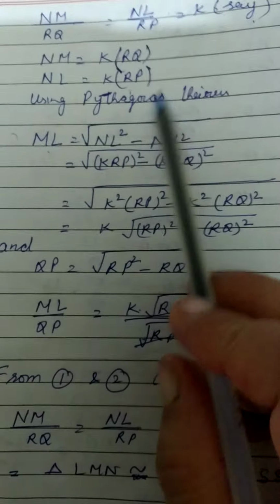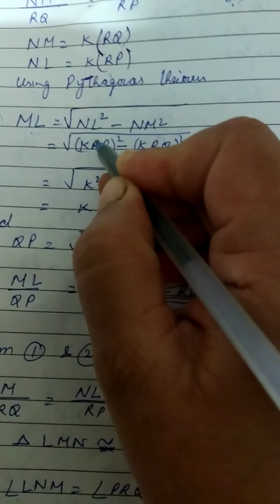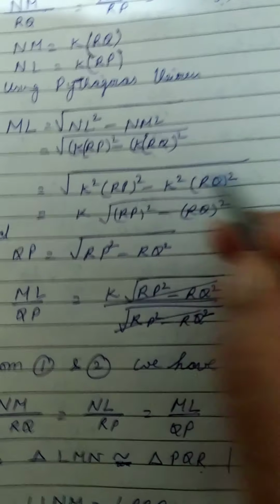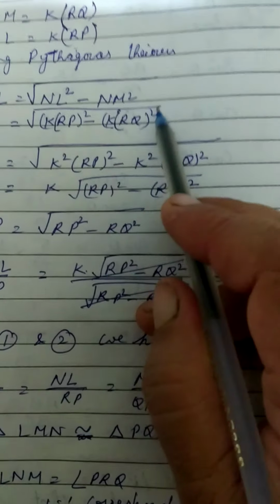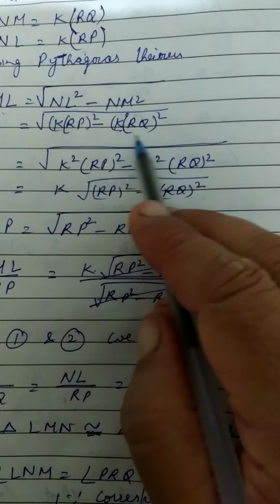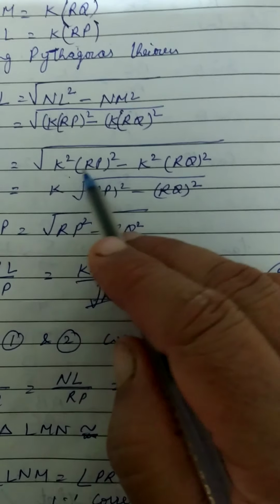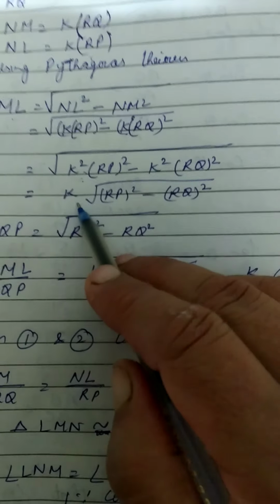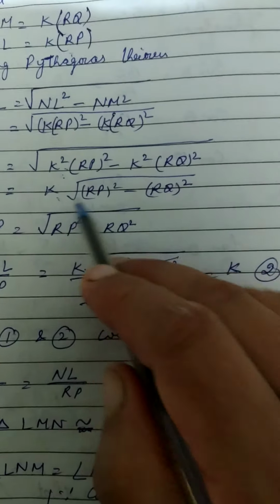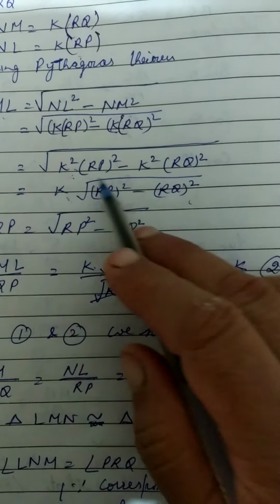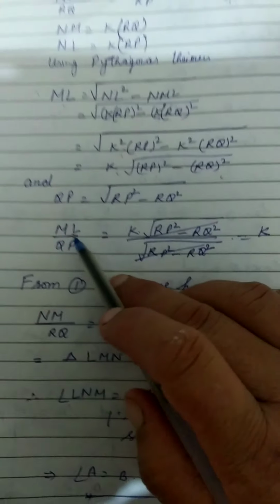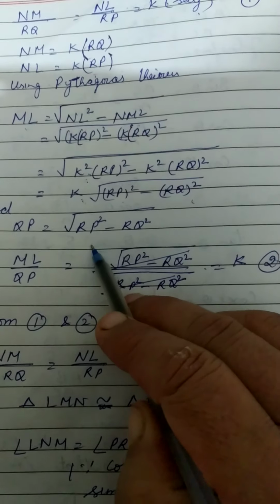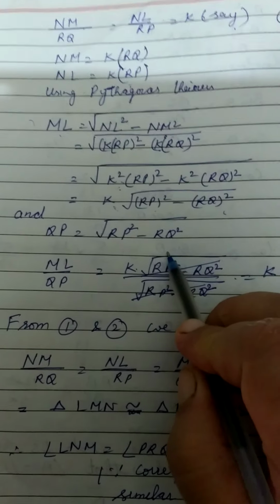Now NL is KRP, so it is KRP whole square, minus KRQ whole square. Now K square is common from both of these, and we get K square, and the square root of K square becomes K. We get K into the square root of RP square minus RQ square.